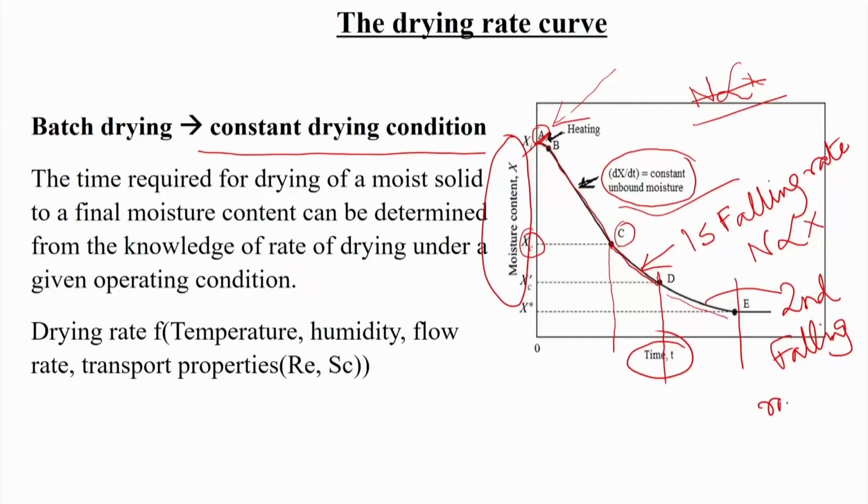So, in the second falling rate period, in most cases the rate N is proportional to x squared, because at that time the moisture content becomes very low, and that is why the rate is proportional to x squared. But for the constant drying rate period, N is equal to N_c, not N proportional to x.